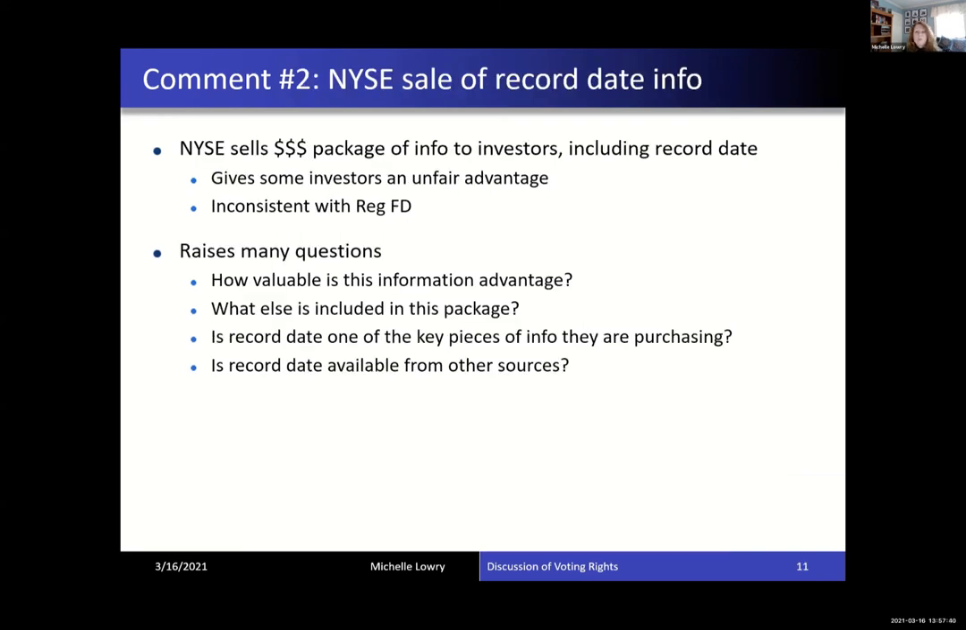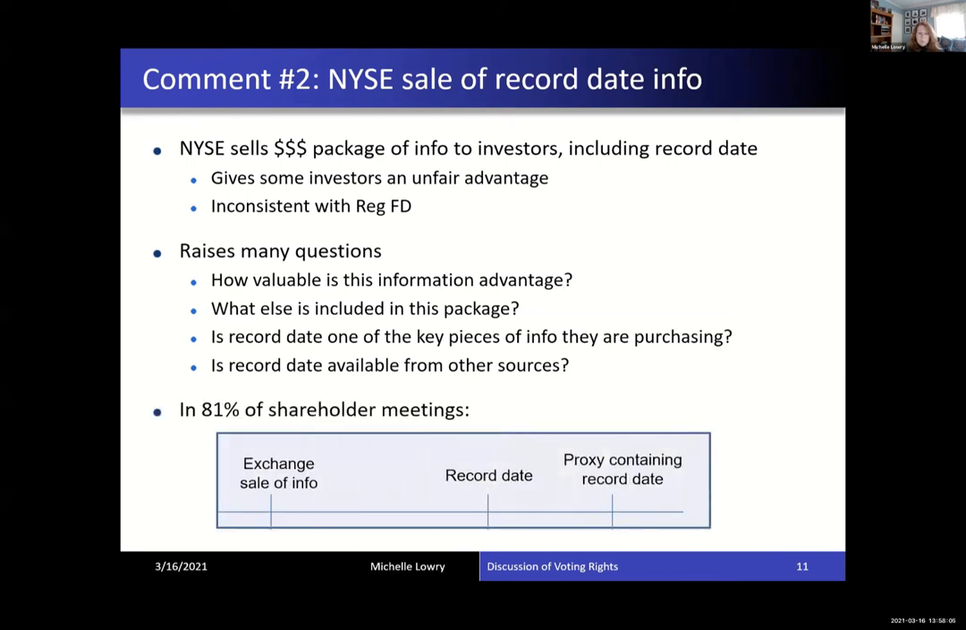Okay, let's go on to comment number 2, the NYSE sale of the record date information. So NYSE sells this expensive package of information to investors that includes the record date. Inconsistent with Reg FD, clearly. It raises all kinds of questions, right? How valuable is this information advantage? What else is included in this package? Is the record date one of the key pieces of information they're purchasing? And is the record date available from other sources?